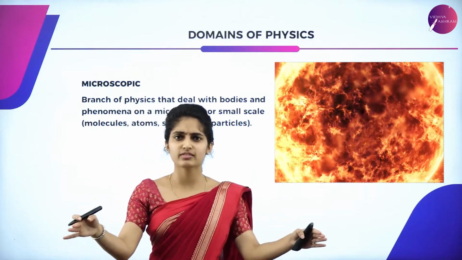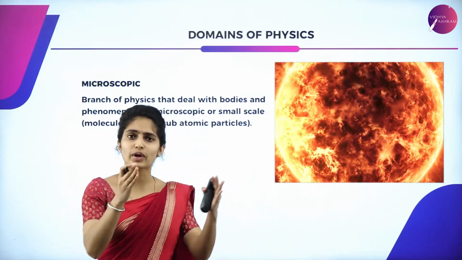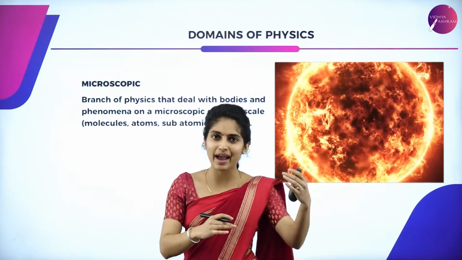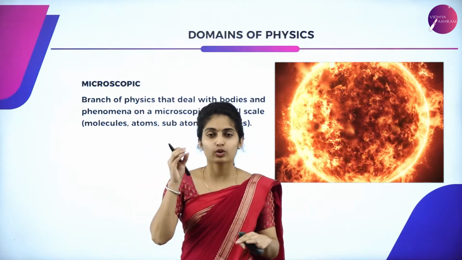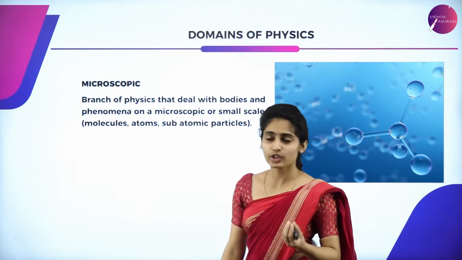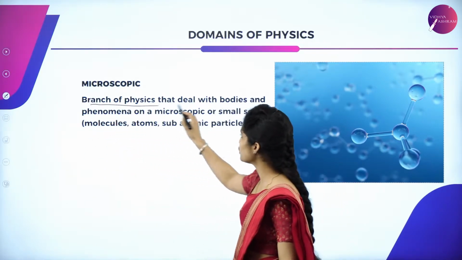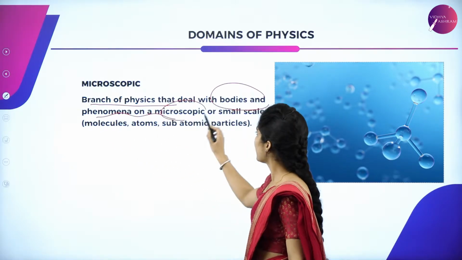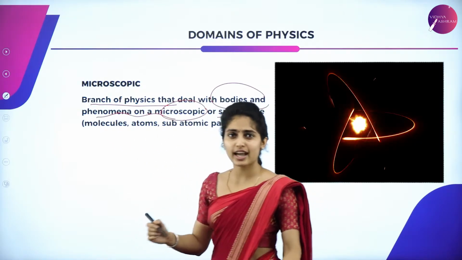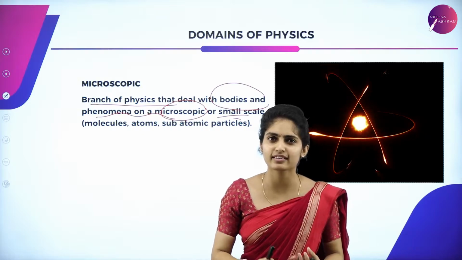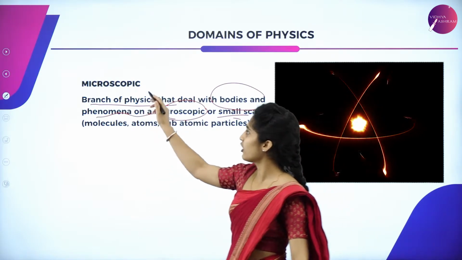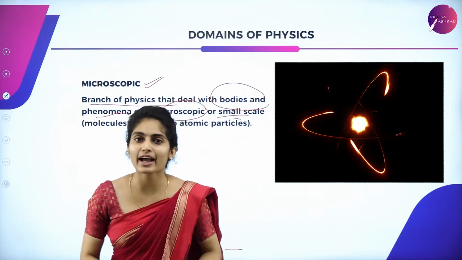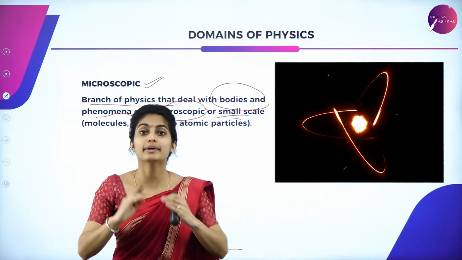There are two ways, that is microscopic as well as macroscopic. What is this microscopic as well as macroscopic? Micro, the one which deals with small sized objects. Microscopic is a branch of physics which deals with the bodies and the phenomena on a small scale. It can be atomic, subatomic particles like that. So it is all about the smaller one. When it comes to macroscopic, it is macro, a bigger one.